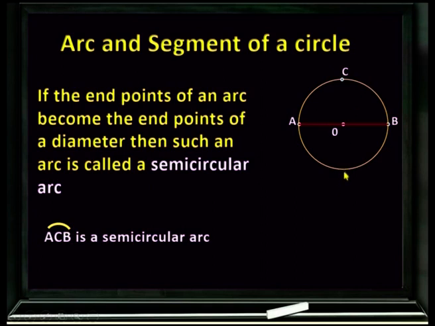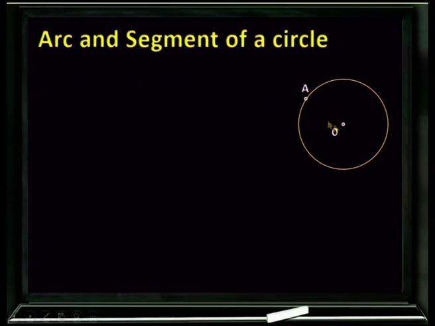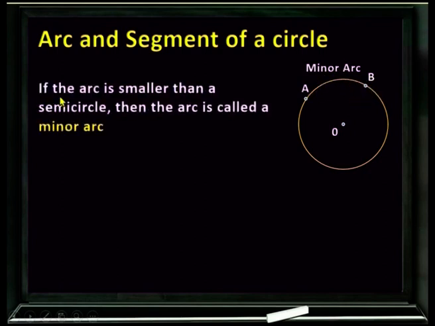If I take a point here as D, ADB will also be a semicircular arc. So, a circle divides into two equal semicircular arcs. Now, O is a circle, and A is a point on the circle and B is one more point on the circle, then AB will be a minor arc. If the arc is smaller than a semicircle, then the arc is called a minor arc.